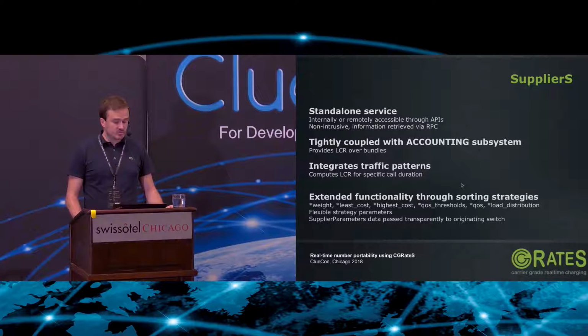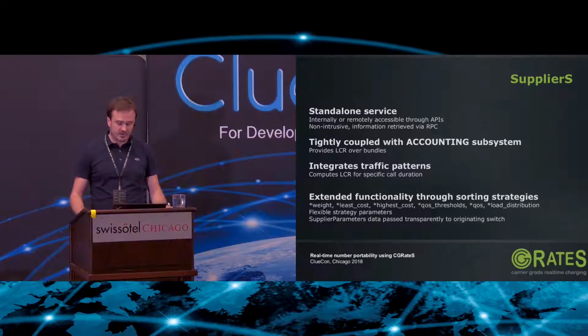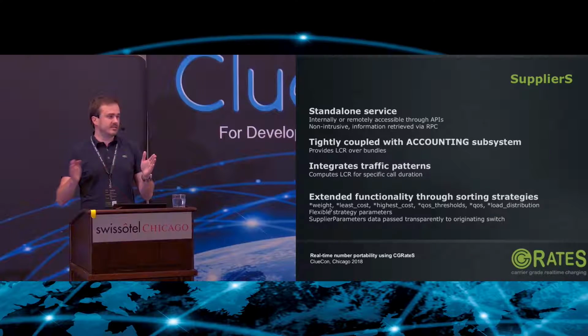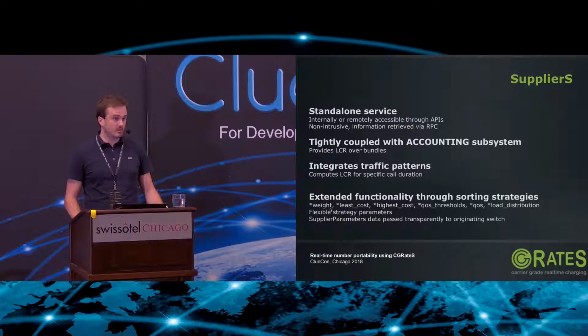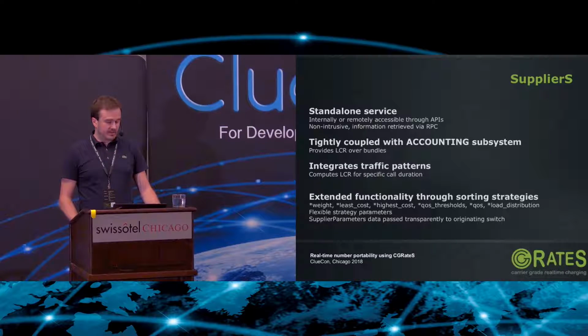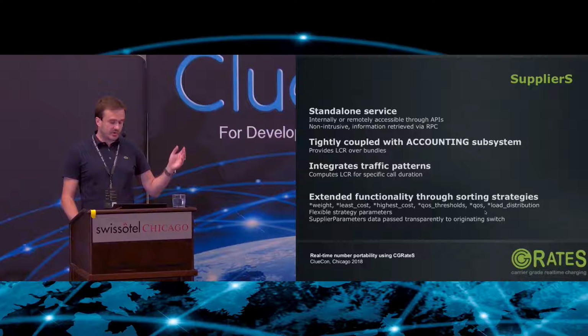It can integrate traffic patterns, so the LCR is not per minute, but per whatever you say. If you want per hour or per second or per nanosecond, whatever. It supports many strategies. The most noticed are weight, which is a static supplier list based on your preferences, or lowest cost, to order the suppliers based on cost. You also have one based on QoS, so the best quality with thresholds and so on.